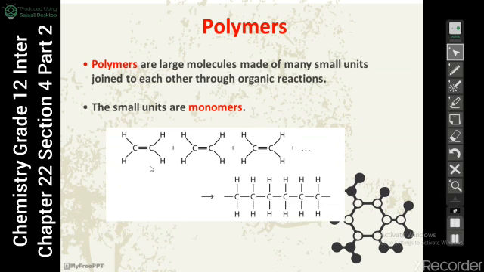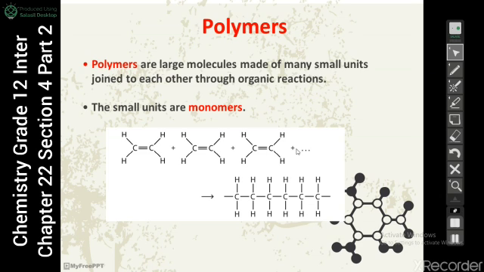or monomers, small units of ethene, 2 carbon atoms and a double bond, 2 carbon atoms and a double bond, and so on. We are going to join these small units, these monomers, together through breaking the double bond. So we break the double bond and connect them together, break the double bond and connect them together, and so on. And maybe it's 3 ethene molecules or 4 or 5 or 6 and so on.